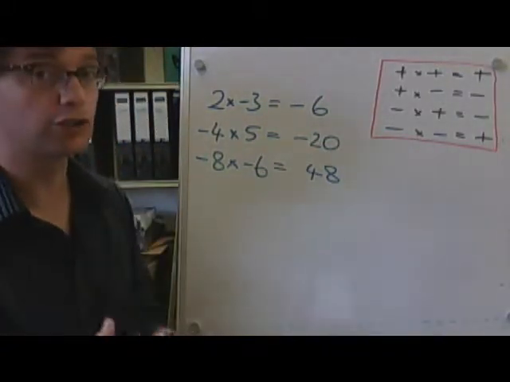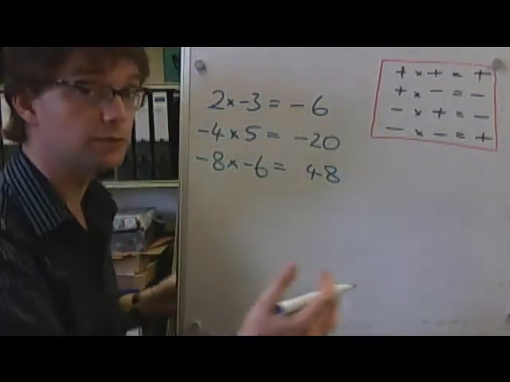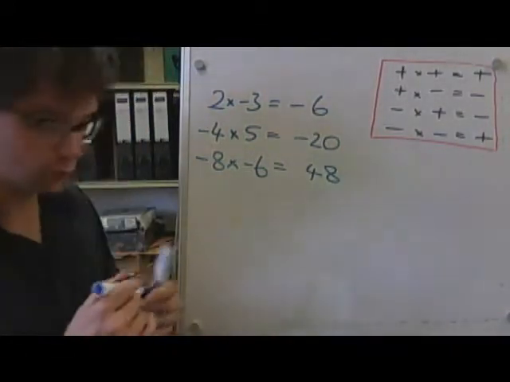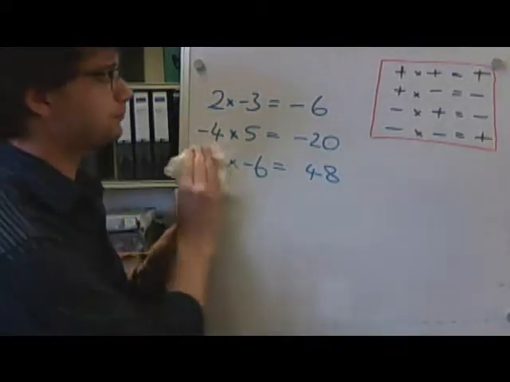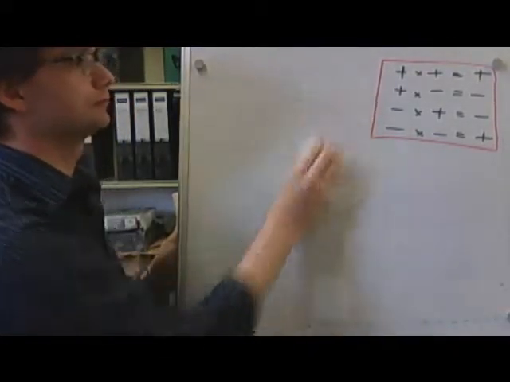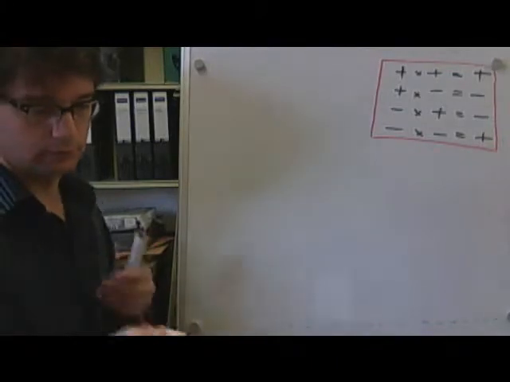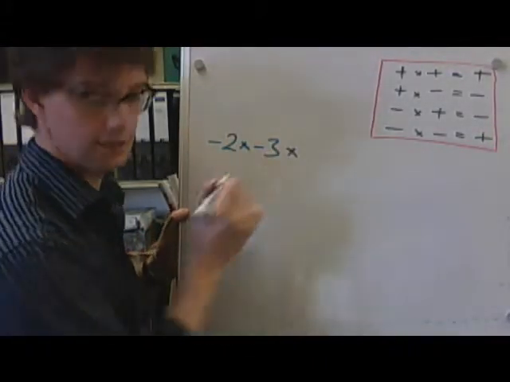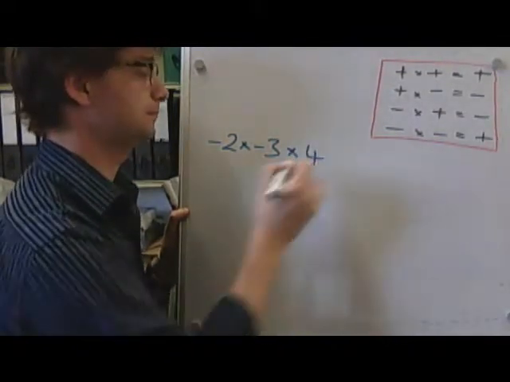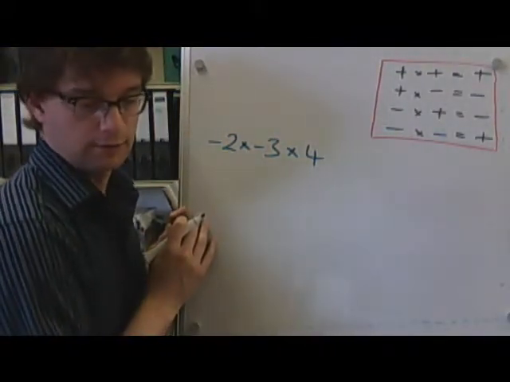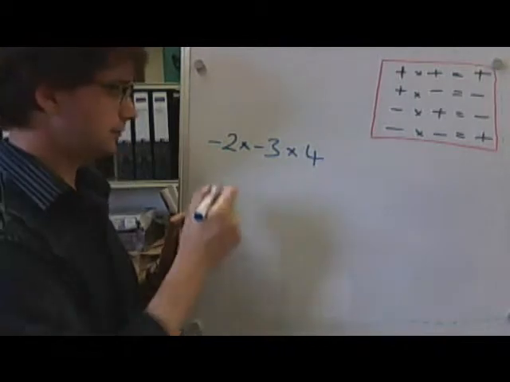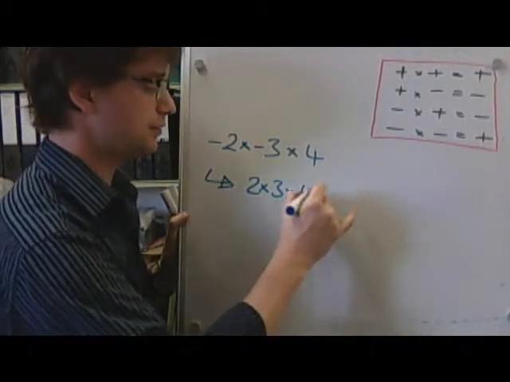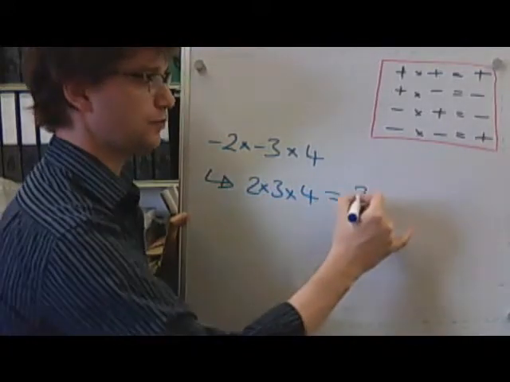We can also do longer chains of numbers. It doesn't matter how many numbers you've got in this thing, you can work out what the result should be. So, suppose I'm doing minus 2 times minus 3 times 4. Well, what I'm thinking to myself, 2 times 3 times 4 is 6 times 4, which is 24.